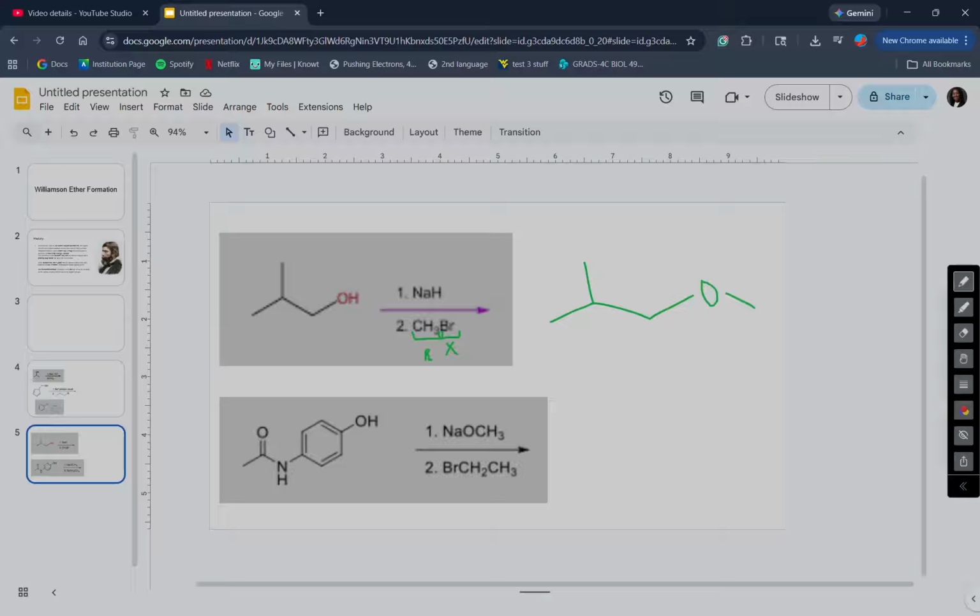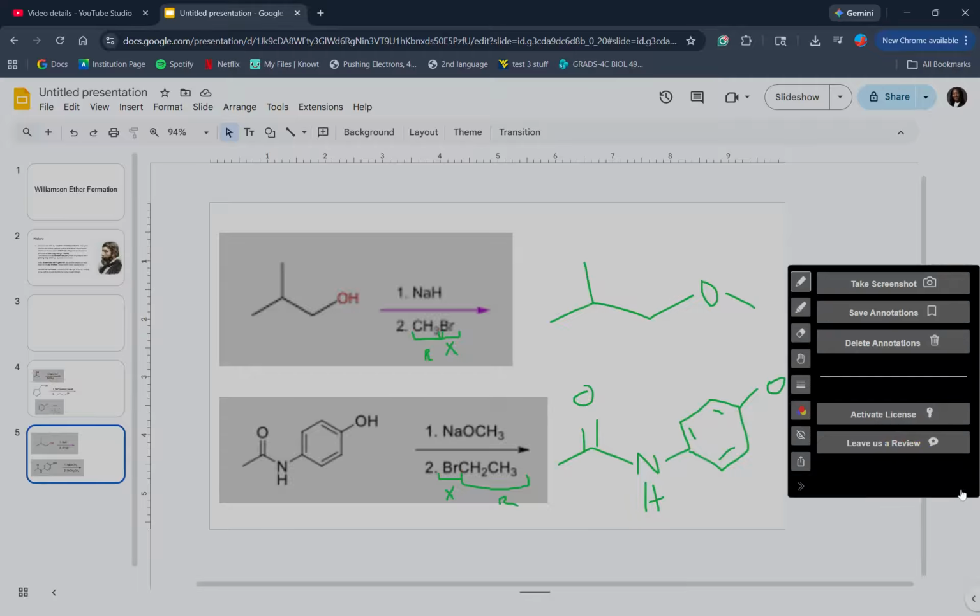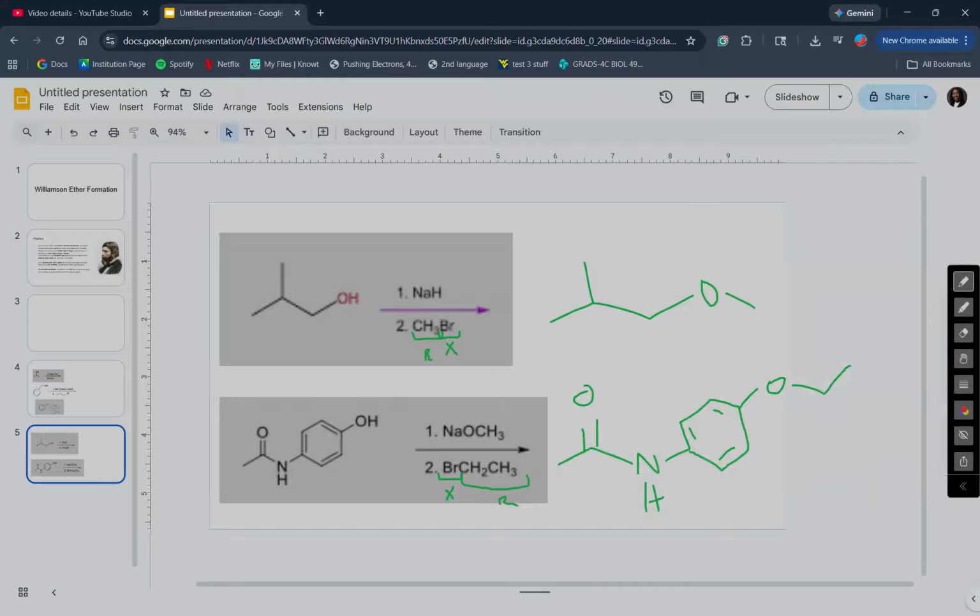And then here, let's think about the same thing. This is a little bit more of a hassle to draw, but I'll draw. So we have the NH here, and then we're going to have our aromatic ring. Forgive me how bad it's drawn. Okay. So we have to think, what is the X and what is the R? This is the X, and then this is the R, this ethyl group. So that's essentially all we have to add on to it. We have the O, and then let's draw an ethyl. There we go. And that is the answer to those. I hope you understood the Williamson ether formation. It's all about just identifying what's the X and what's the R and putting it together as an ether. Thank you.